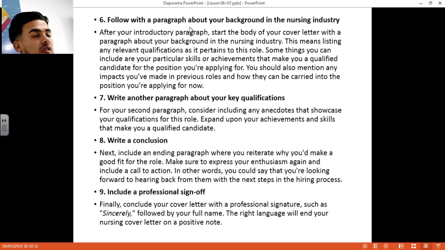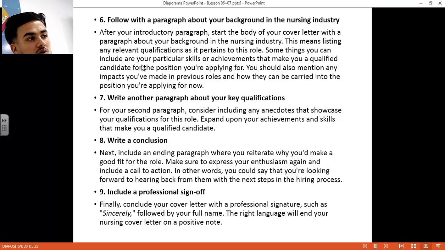6. Follow with a paragraph about your background in the nursing industry. So you must give a hint or a background about your nursing history or your nursing working time. After your introductory paragraph, start the body of your cover letter with a paragraph about your background in the nursing industry. This means listing any relevant qualifications as it pertains to this role.